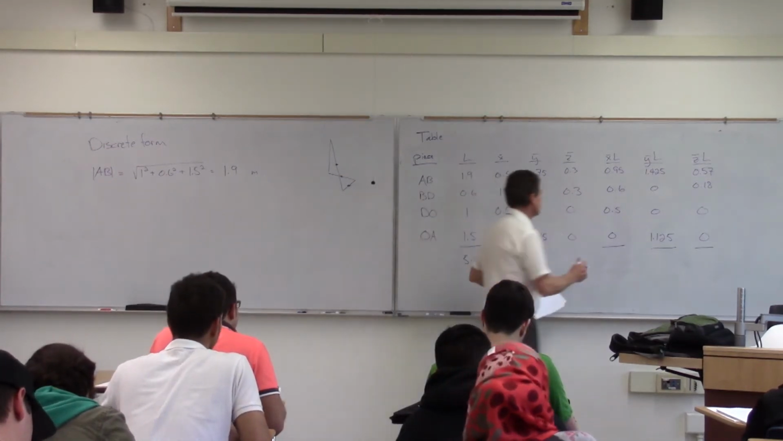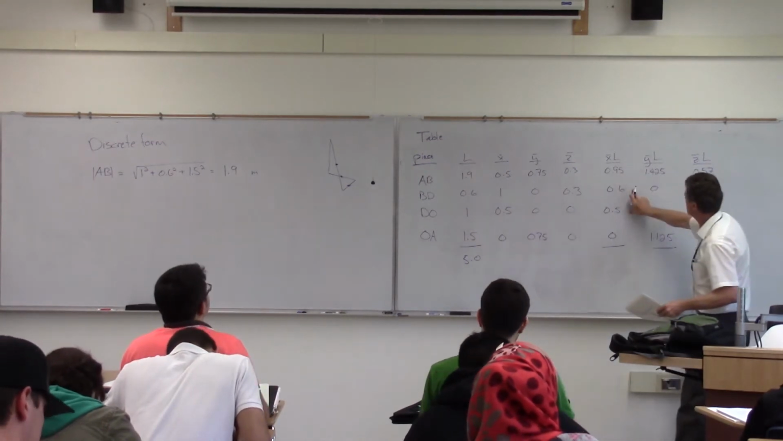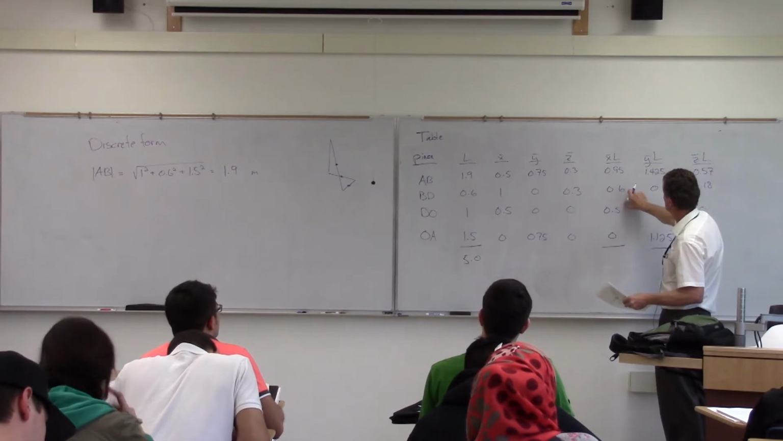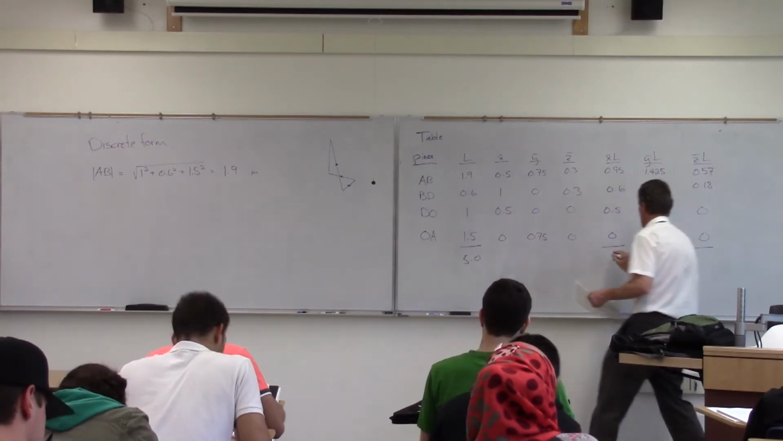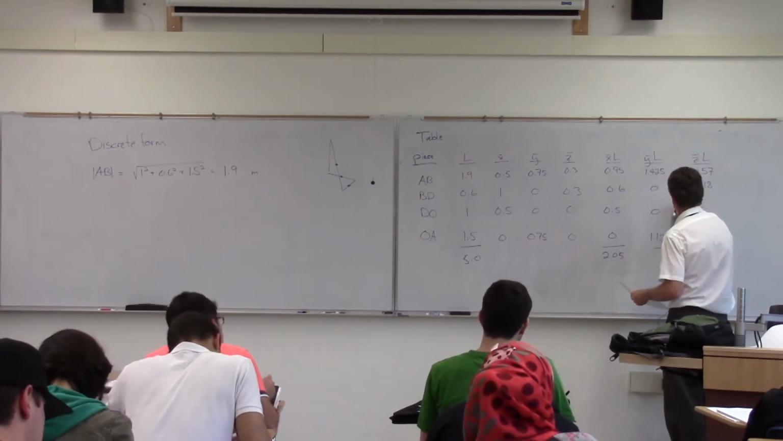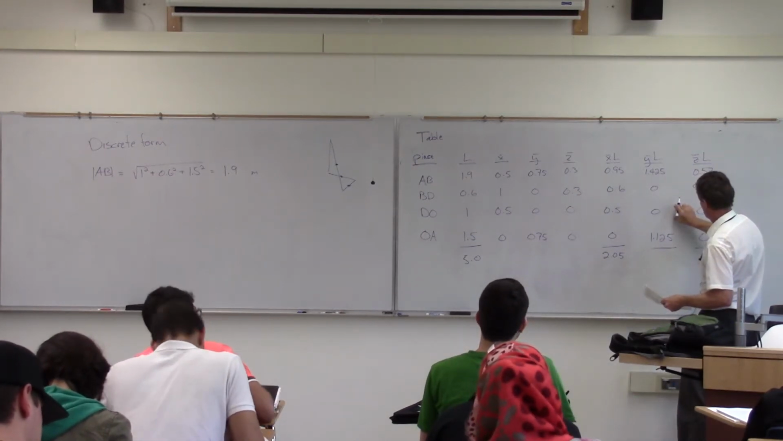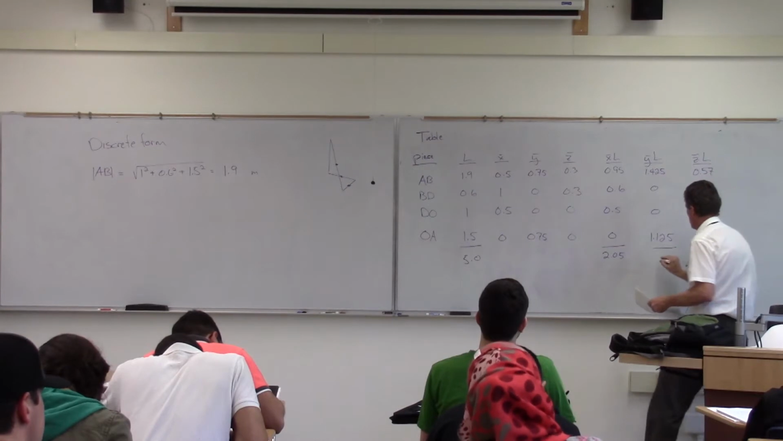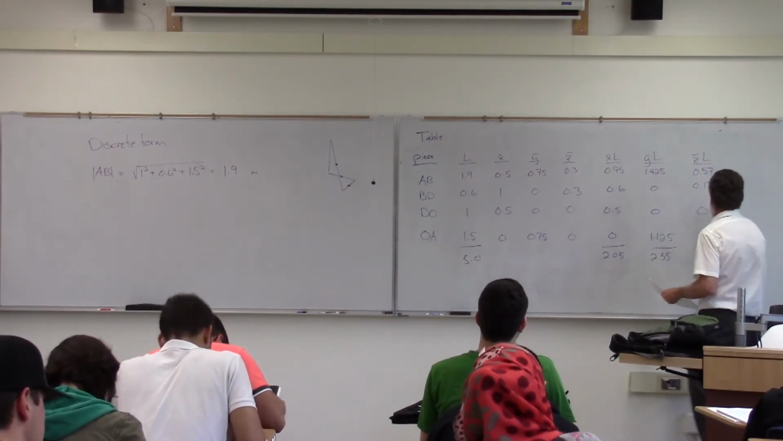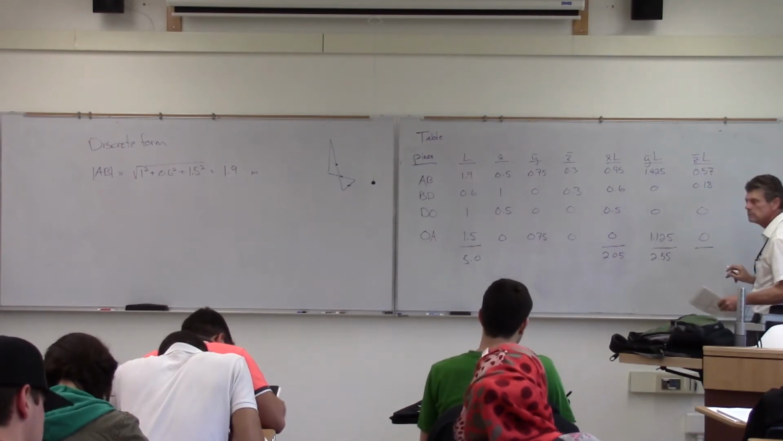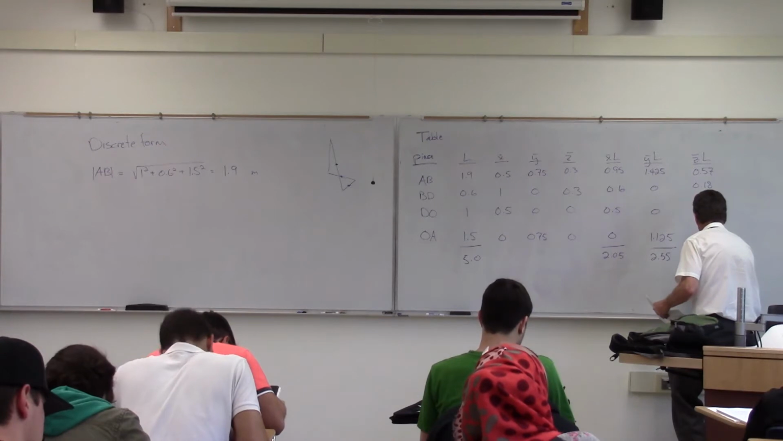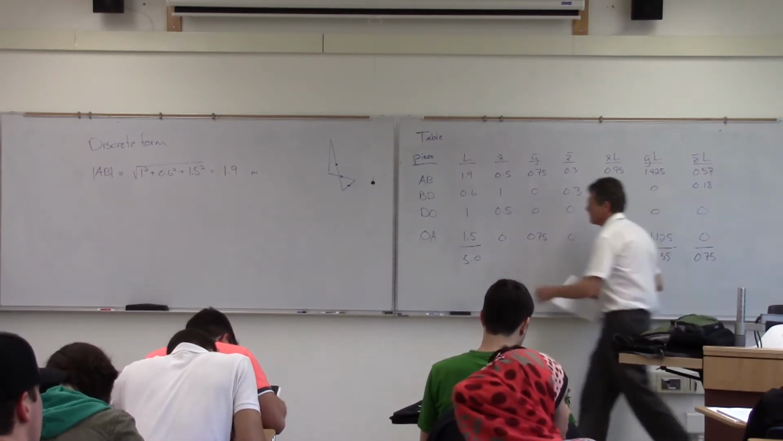Someone want to add this one up for me here? So we got 0.11, 1, 25.5, 2 point what? 55? Right. And then this final one here. Okay.